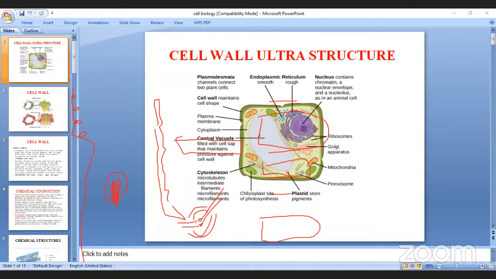Is there heterochromatin, euchromatin? Yes, sir, it's there. Right, let's discuss heterochromatin and euchromatin also. Simple.